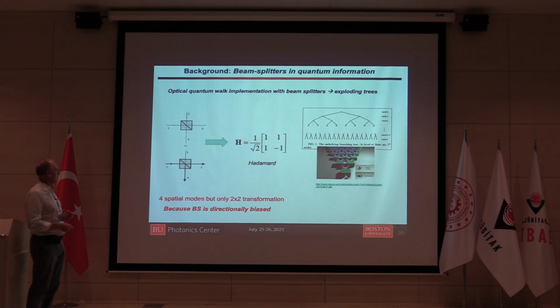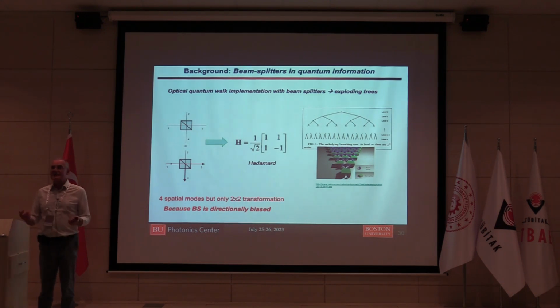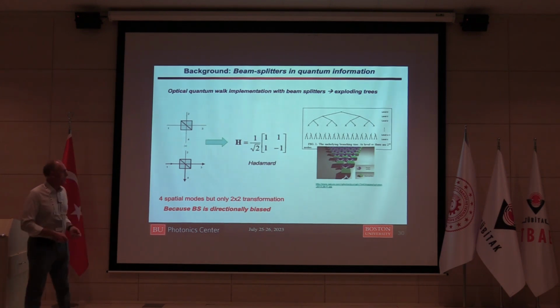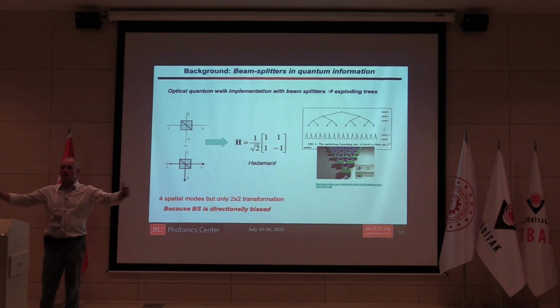What's the problem? The beam splitter is directionally biased. What does that mean? If I come in from these two sides and go out from these two, I cannot go back. I cannot link the outgoing modes with the input. That's the reason why instead of 4x4, I have 2x2 only. And we all know that this gives you a nice Hadamard transformation. That's why it's so popular in quantum information processing. For quantum walks, the only problem is that if you want to cover more opportunities, you have to put more and more splitters. Your system is growing very rapidly.